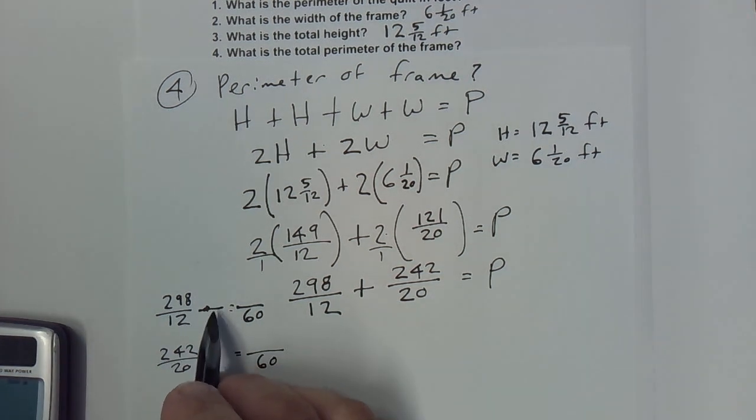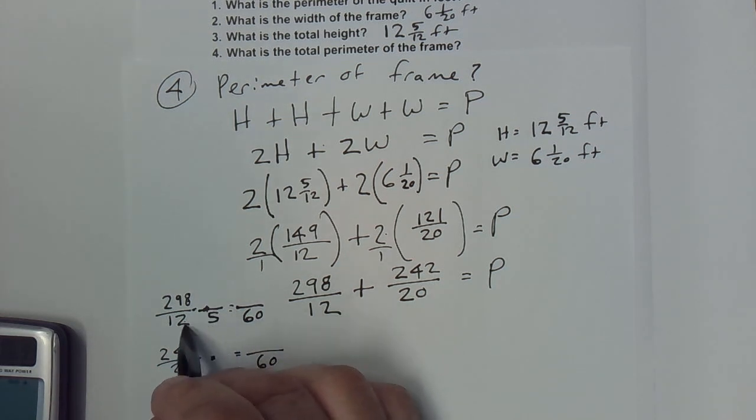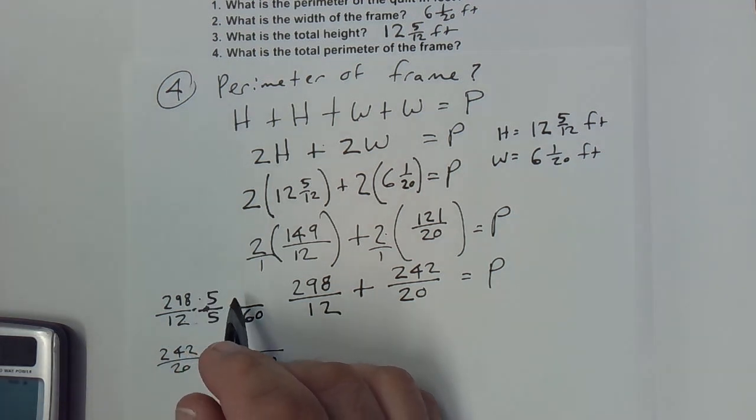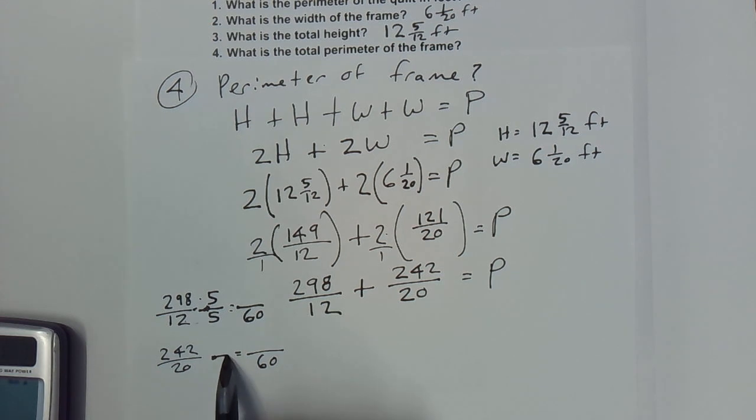What do I need to multiply 12 by to get 60? Correct, 5. So I'm going to multiply 12 by 5 is 60. And if I do it to the denominator, I've got to do it to the numerator. And likewise down here, 20 times what is 60? That's right, 20 times 3. So if I multiply the denominator by 3, I've got to multiply the numerator by 3.